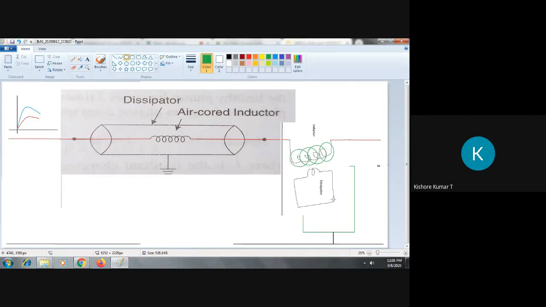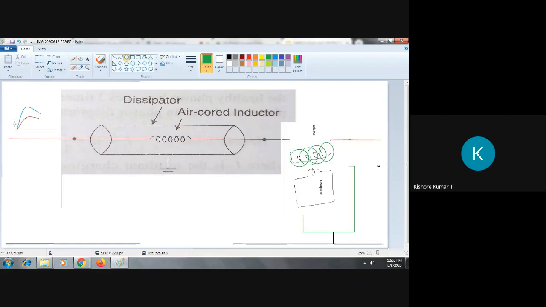Thereby, there will be no energy transferred to the dissipator, and thereby there will be no energy wasted in the form of ohmic loss. Until when? Until unless the line is operating under normal conditions.